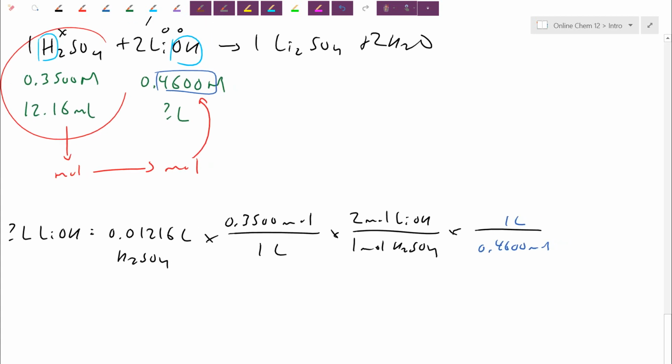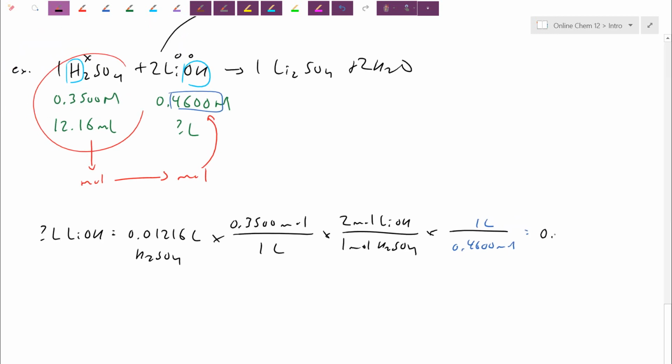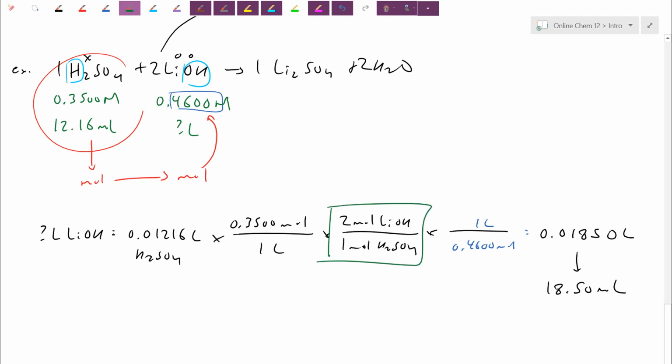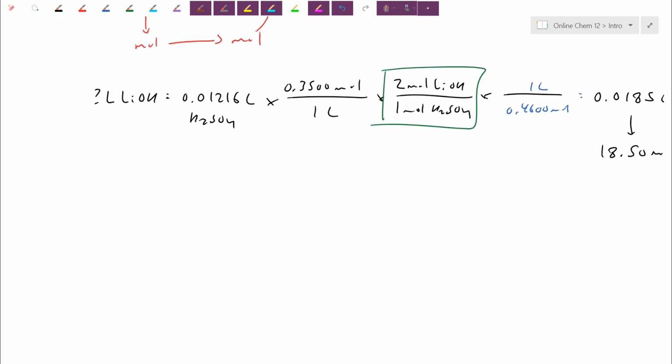And there we go. When I factor all that through, 0.01216 times 0.35, don't miss the mole ratio of times 2, divided by 0.46, this tells me I would need 0.01850 liters, or you can write that as 18.50 milliliters. So do not forget to do the mole ratio. That just comes straight from stoichiometry, even though it was a little bit more work to get to these numbers.